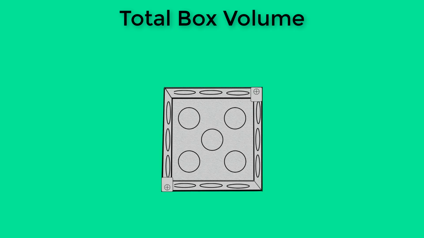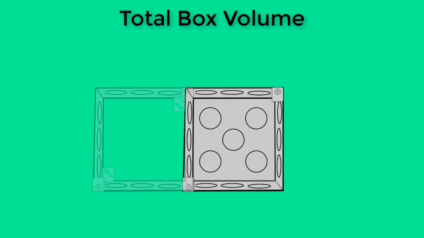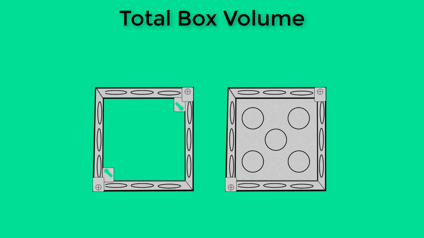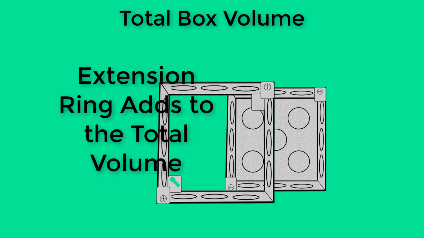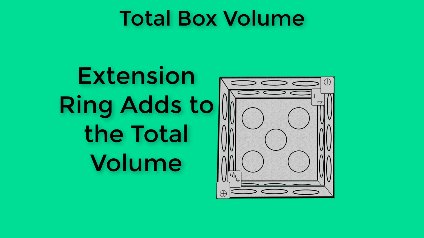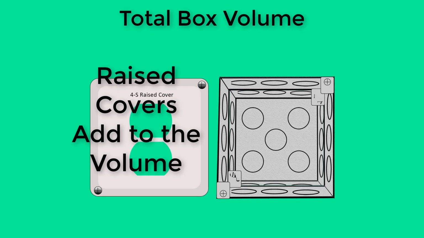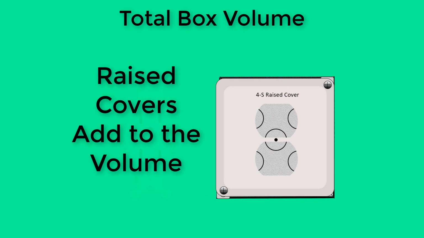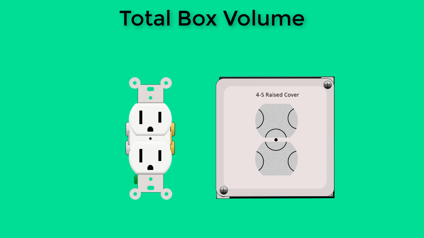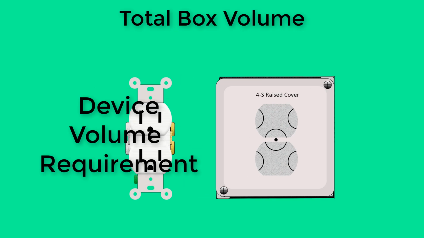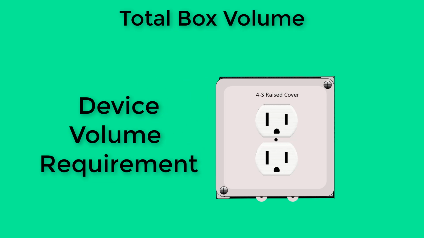The 4-square box shown here has a volume of 18 cubic inches. Adding an extension ring increases the volume of the assembly by the cubic inch volume of the extension ring. A raised cover for a device also adds to the total volume of the assembly. Please note that box fill calculations for devices will be explained later in this video.